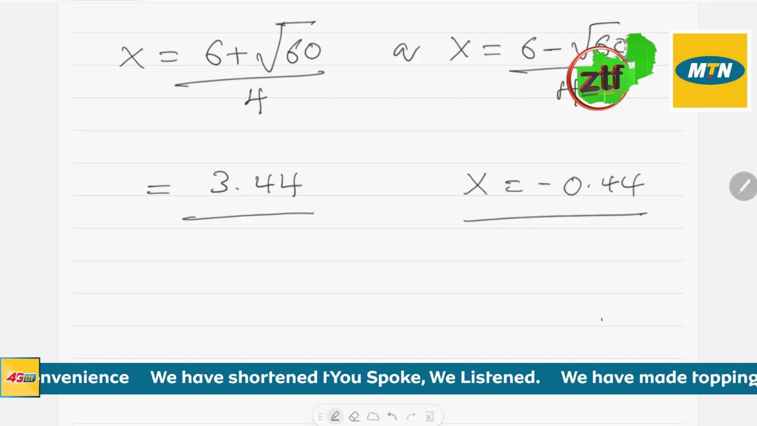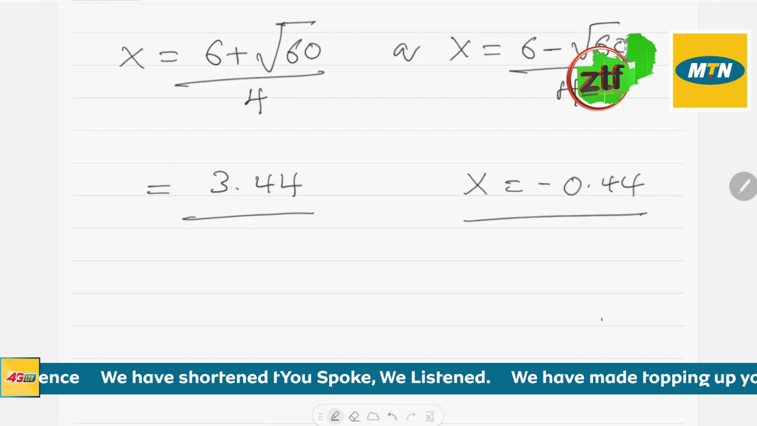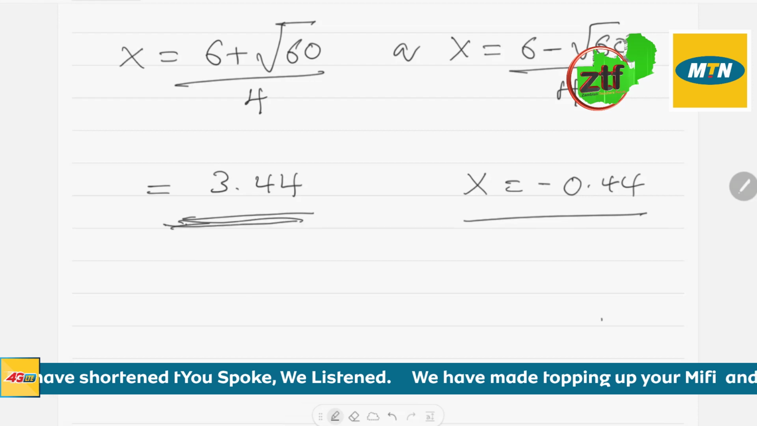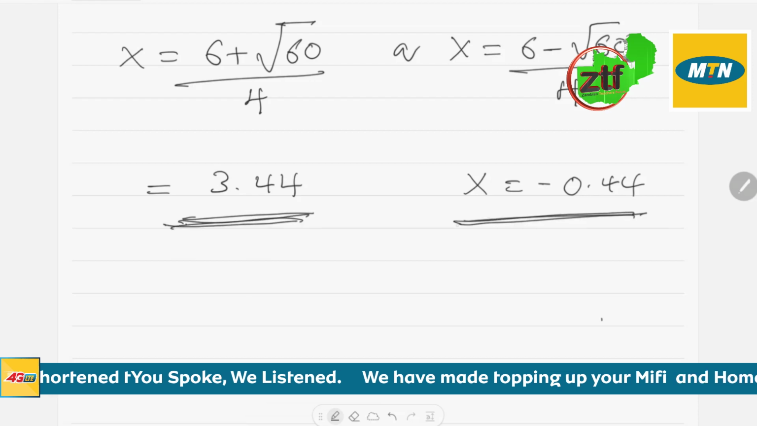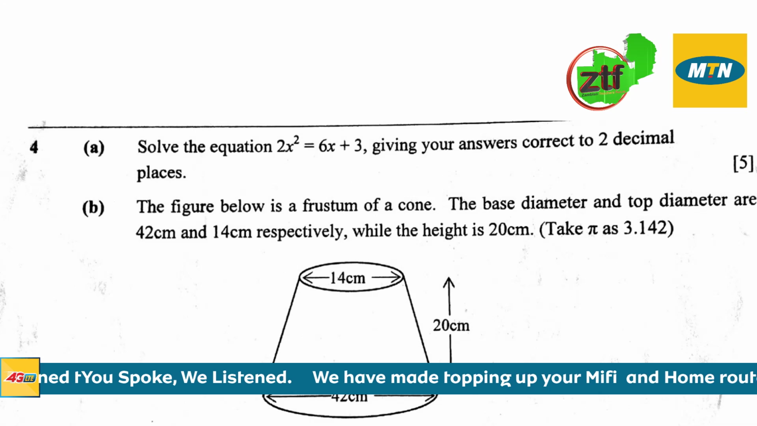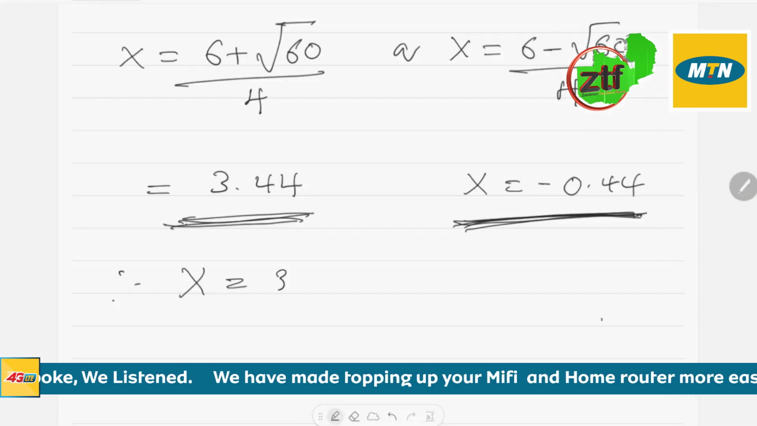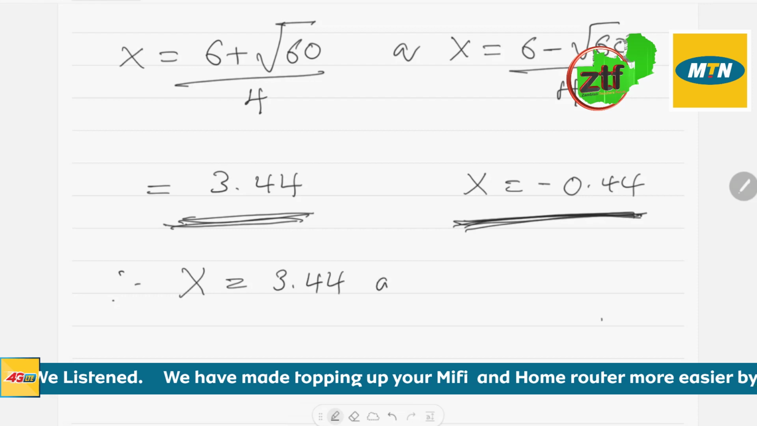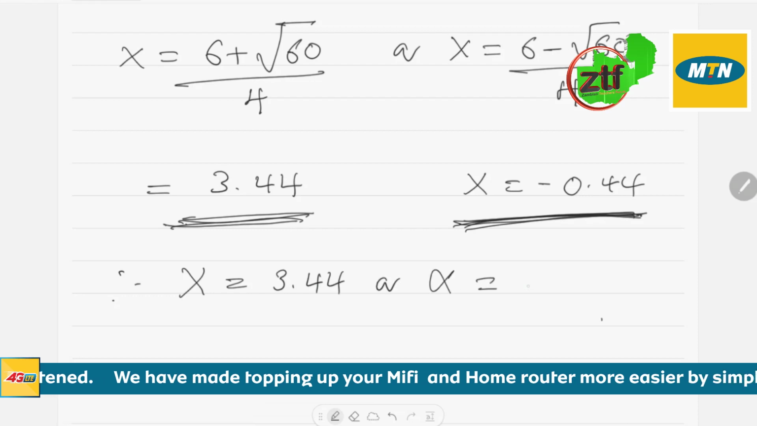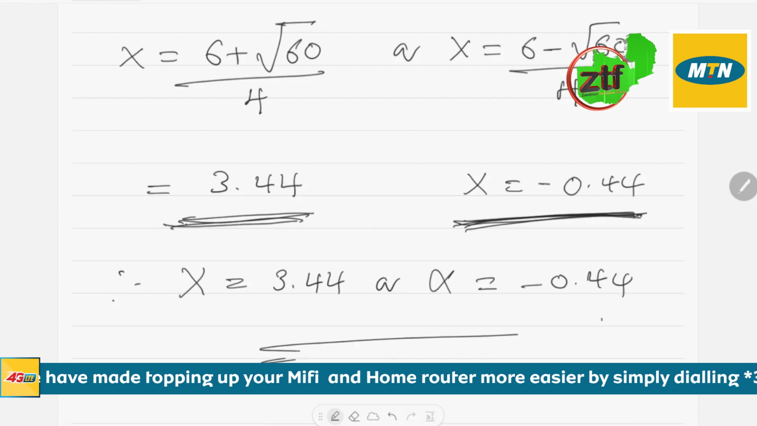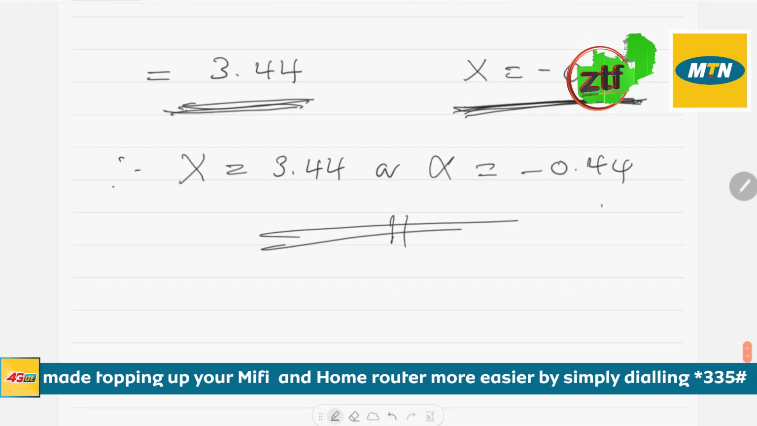So this is in 2 decimal places, and that is also in 2 decimal places, because in the question they have actually told us to give the answers correct to 2 decimal places. So we have 2 decimal places on the first answer, and also on the second answer. Therefore, we conclude that the value of x is equal to 3.44, or x is equal to negative 0.44 as your final solution.